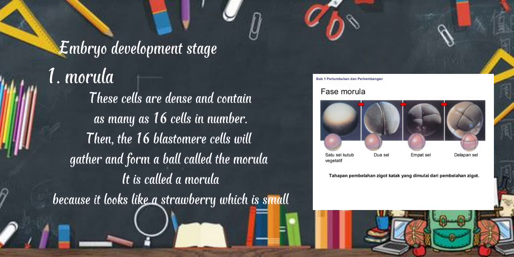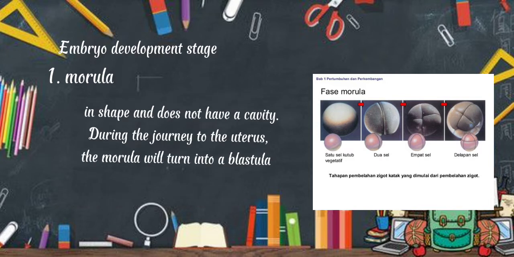These cells are dense and contain as many as 16 cells in number. Then the 16 blastomere cells will gather and form a ball called the morula. It is called a morula because it looks like a mulberry, which is small and round and doesn't have a cavity. During the journey to the uterus, the morula will turn into blastula.